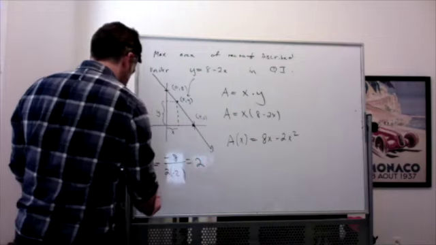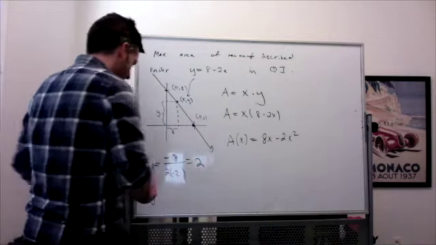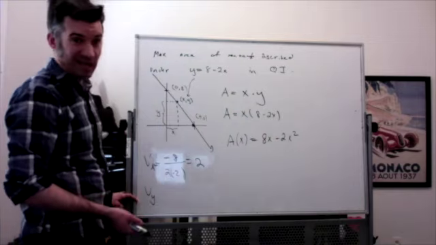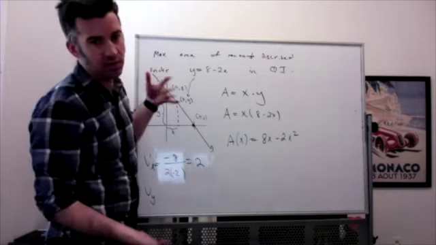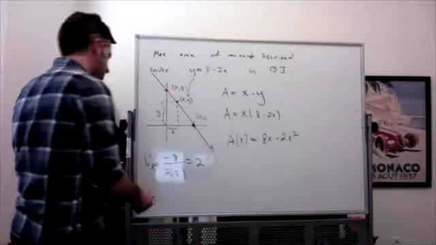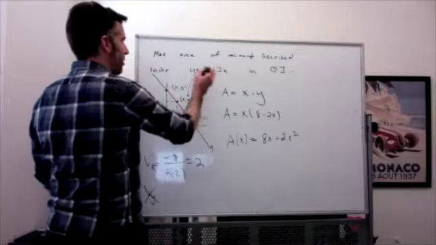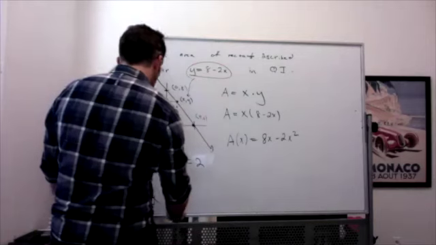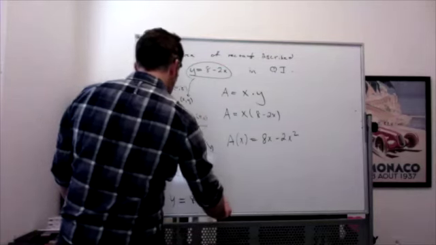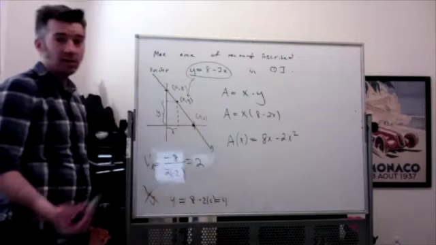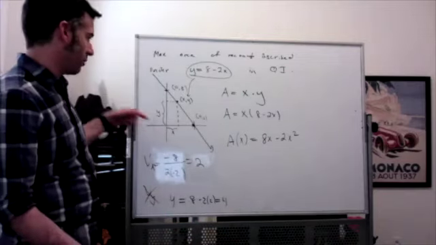And then the y coordinate, not the vertex, right? If I find the vertex, that's going to give me the area. I don't want that if I'm trying to find the dimensions. I didn't write dimensions, but we usually find dimensions. So y is going to be 8 minus 2 times 2, which is going to be 4. So the dimensions that maximize this are x equal to 2, y equal to 4.